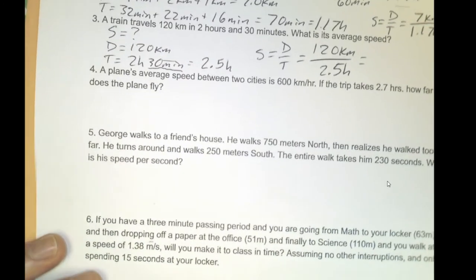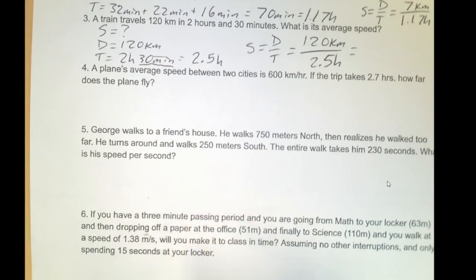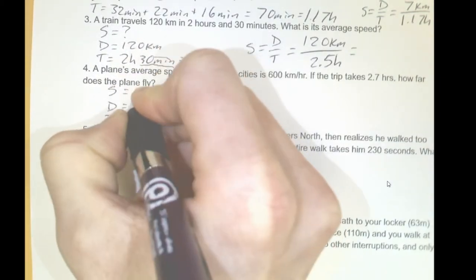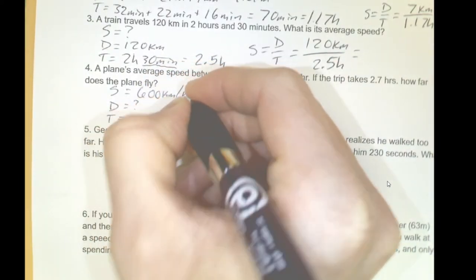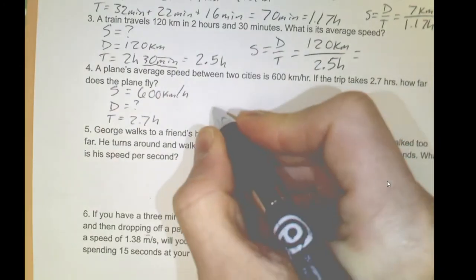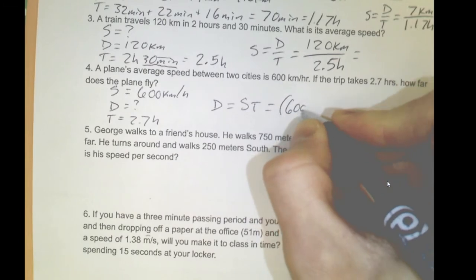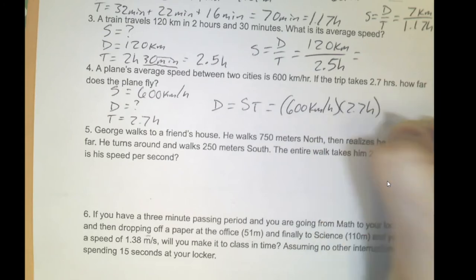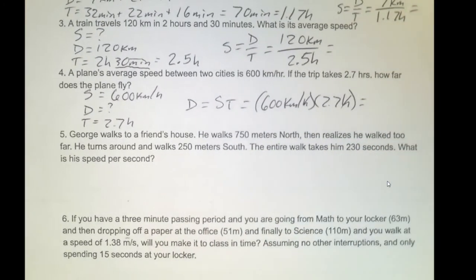For number 4, a plane's average speed between 2 cities is 600 kilometers per hour. If the trip takes 2.7 hours, how far does the plane fly? So speed, distance, time. We don't know how far, but we know 600 kilometers per hour and 2.7 hours. So distance equals speed times time. 600 kilometers per hour times 2.7 hours. And remember, hours cancel out. So your answer will be in kilometers.